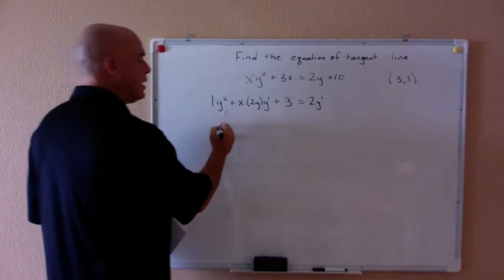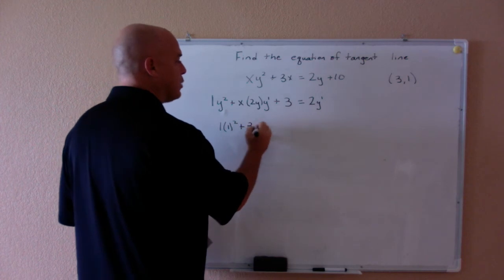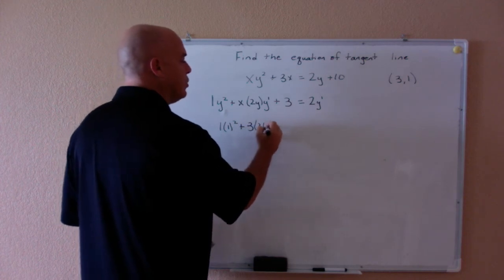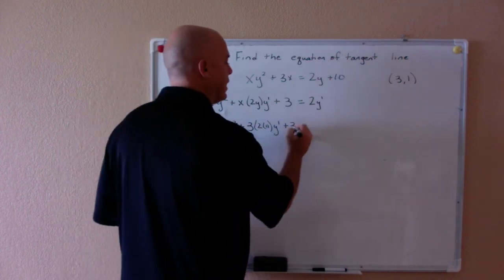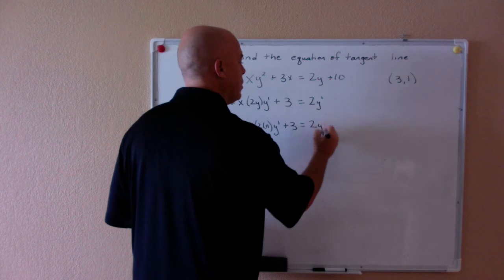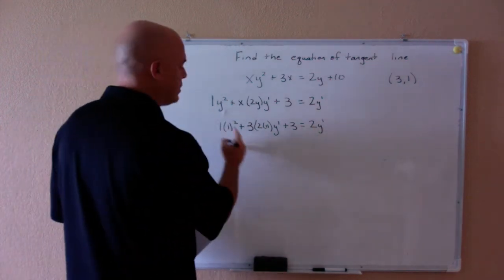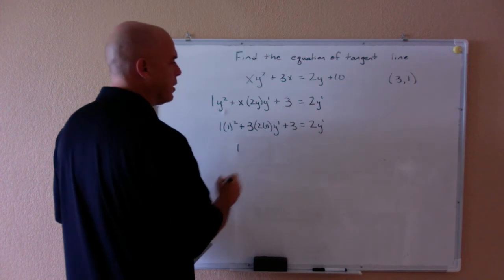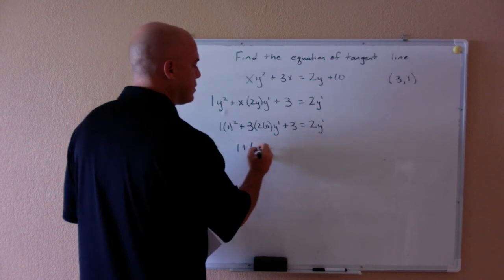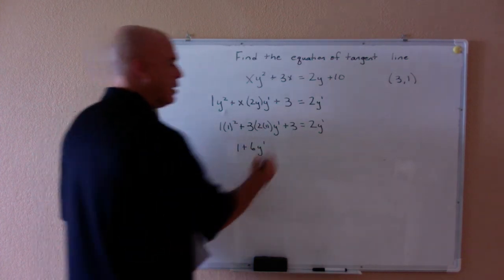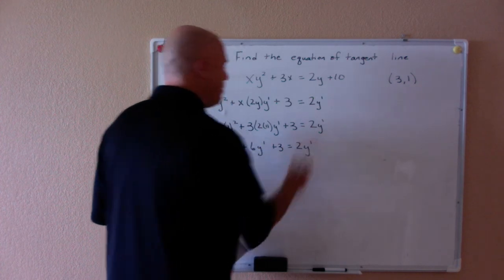When I do that, I'm going to get 1 times 1 squared plus x was 3, y was 1, so 2 times 3 times 1, that's 6y prime, plus 3 equals 2y prime. And I go through here and I go, okay, that's 1 times 1 squared is 1, plus 6y prime, plus 3 equals 2y prime.